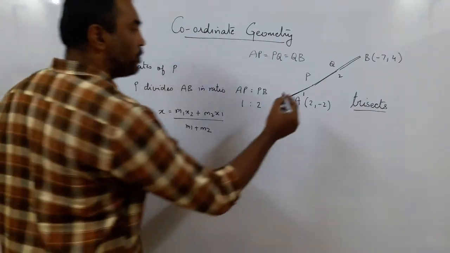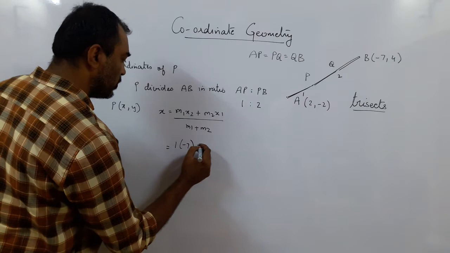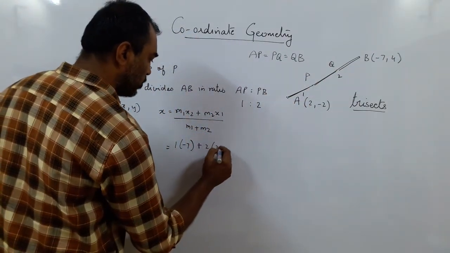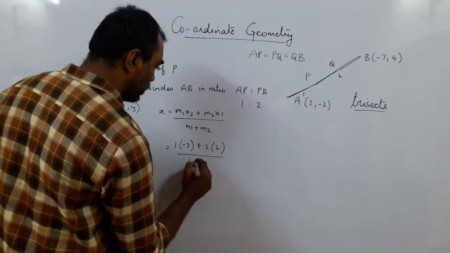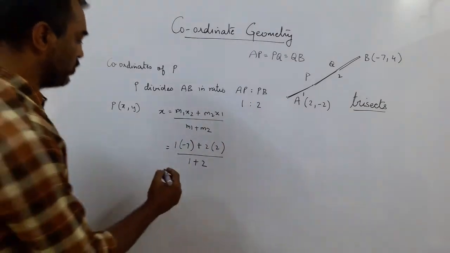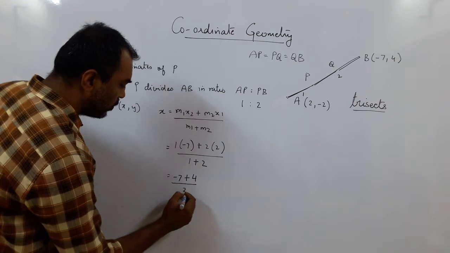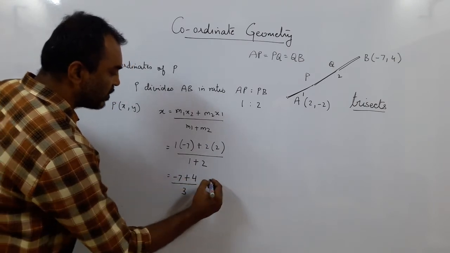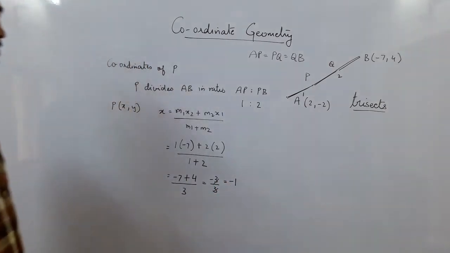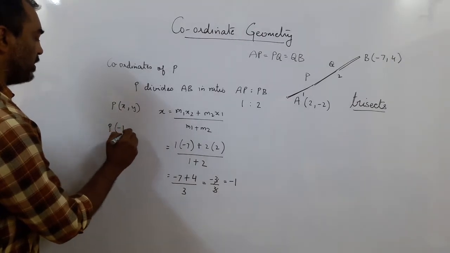Let us put the formula. 1 into minus 7 plus 2 into 2 upon 1 plus 2 should give us our x. Okay, m1 plus m2, 1 plus 2. So we have minus 7 plus 4 upon 3. Minus 7 plus 4 is minus 3 upon 3 gives us minus 1. So for the coordinates of P, we found the x coordinate is minus 1.